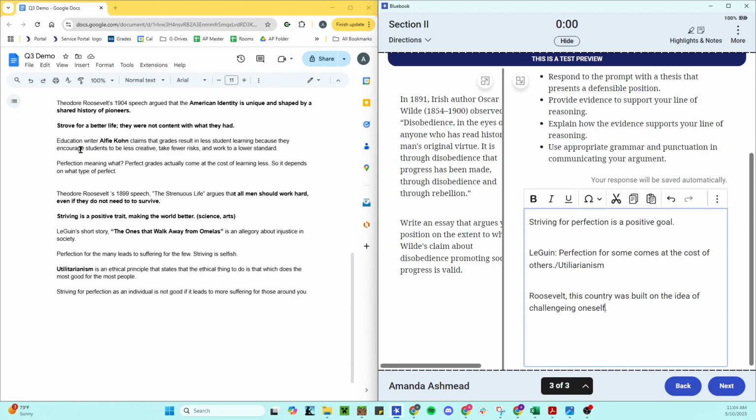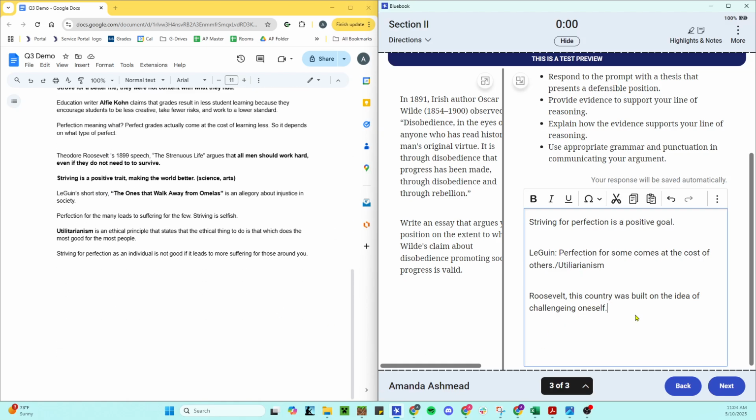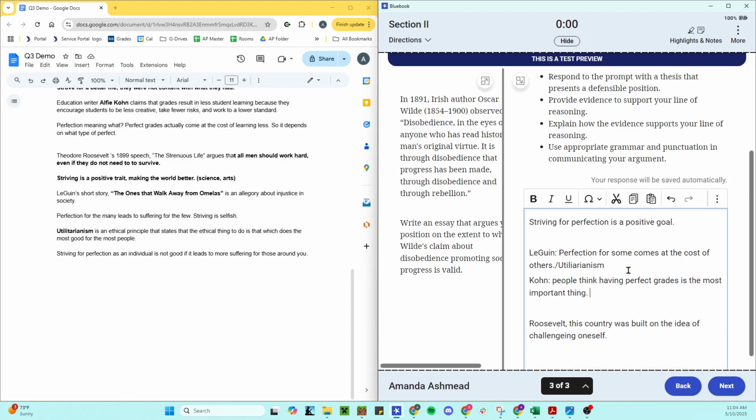And then, just looking at my list over here, I really like the grades thing, honestly. Cohen: people think having perfect grades is the most important thing. Okay, so now I'm going to look at these, and I've got 4 if you say 2 Roosevelt speeches, which I think would be fine, or 4 if you count utilitarianism. But what I'm going to notice is that these two, Cohen and Le Guin, are both about the negative sides of utilitarianism. So I'm going to put those together.